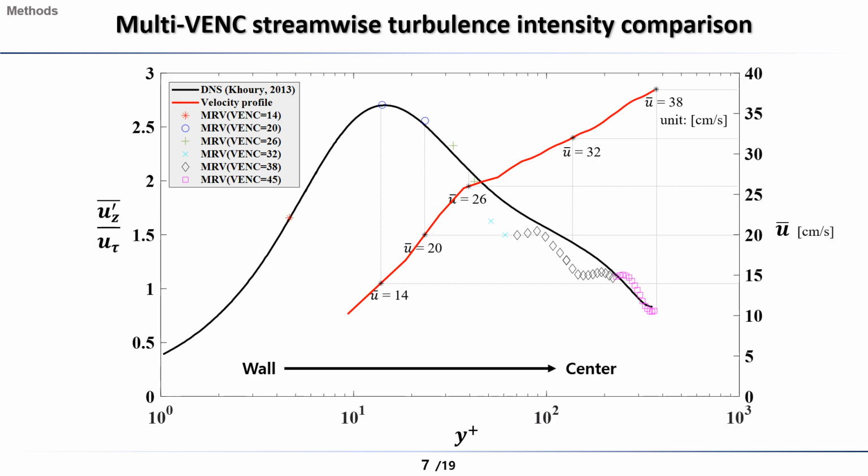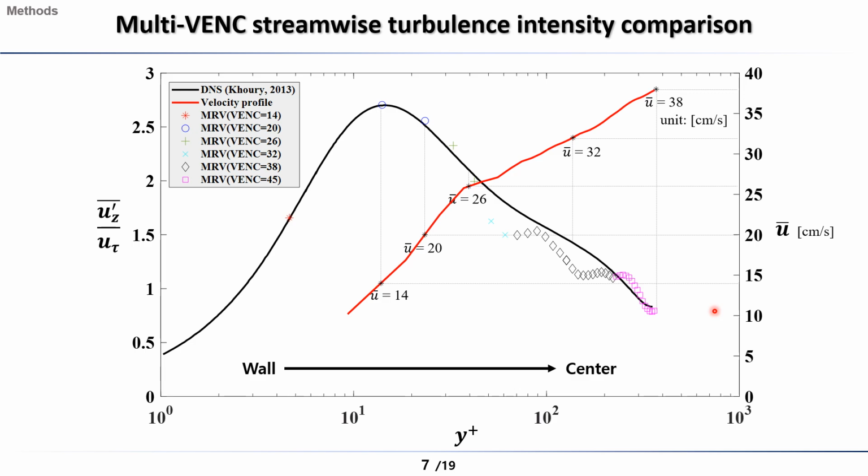Therefore, we also use the multi-Venc method to measure streamwise turbulence intensity, and the results are shown in this figure. In the area near the wall, where the velocity values are relatively low, the results obtained with lower Venc value show good consistency with the DNS data. Conversely, in the area closer to the center where the velocity is higher, the results obtained with higher Venc value show good consistency with the DNS data.